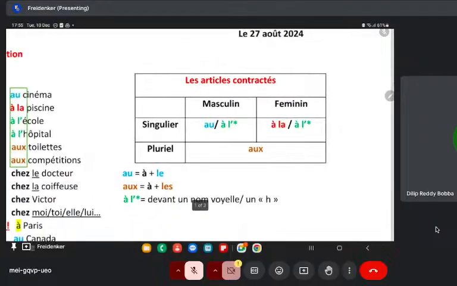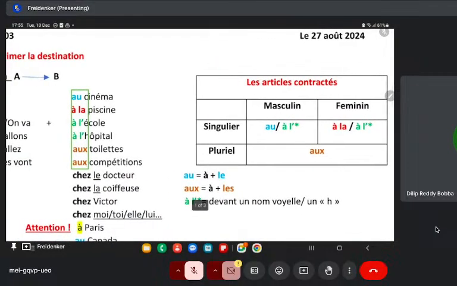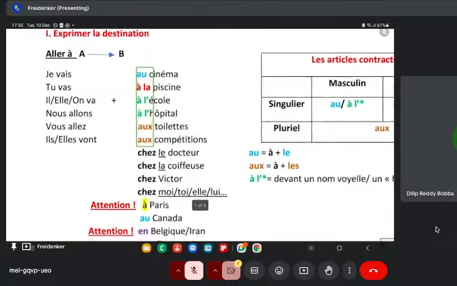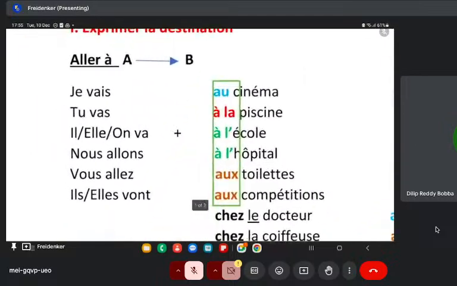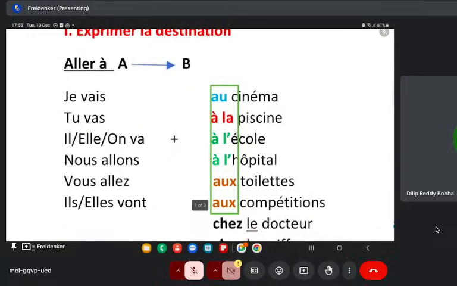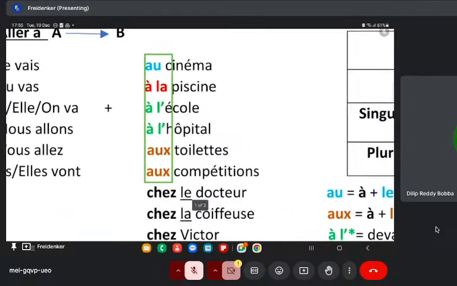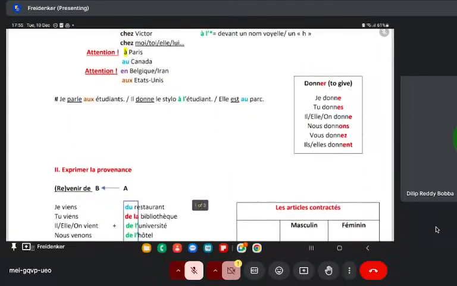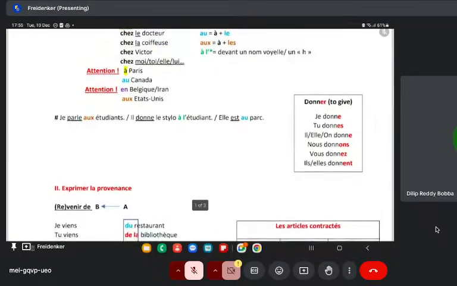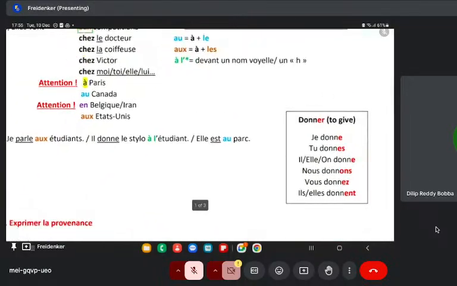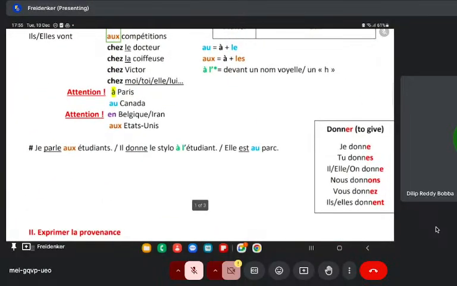The table is there to help you. They're called contracted articles. So your verb is there to tell you, like, I am going. Where are you going? The destination is here. Along with these contracted articles, you're able to tell where you are going. The other thing is, okay, donner is to give. You have the conjugation there. Another er verb, so I don't think there's much to remember.